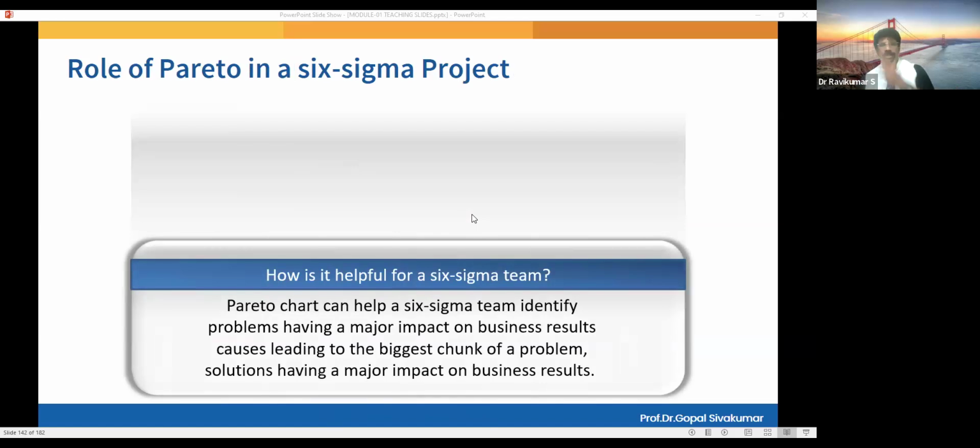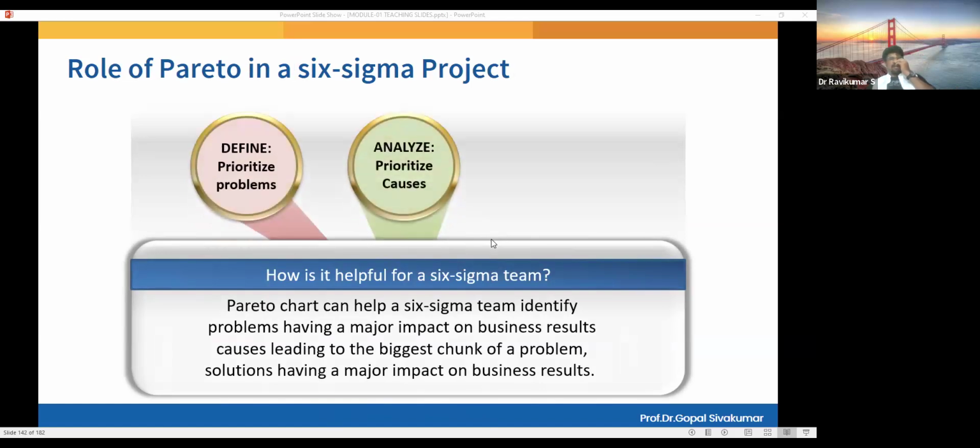Okay, how is this helpful for our team? Instead of focusing on all the 10, 15 problems, our team will be able to focus on the problem which is more beneficial and more relevant for organizational growth. Obviously, it will help you to prioritize the problems you have to work on and focus on. So the team's confusion or chaos in the mind will be eliminated.